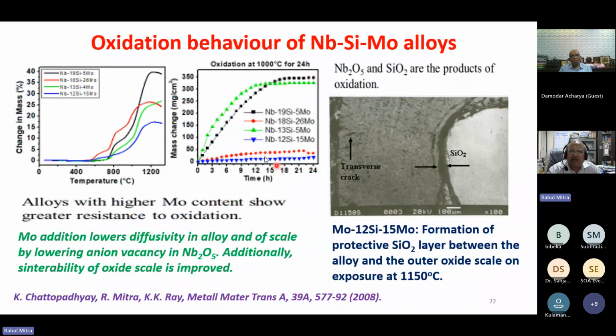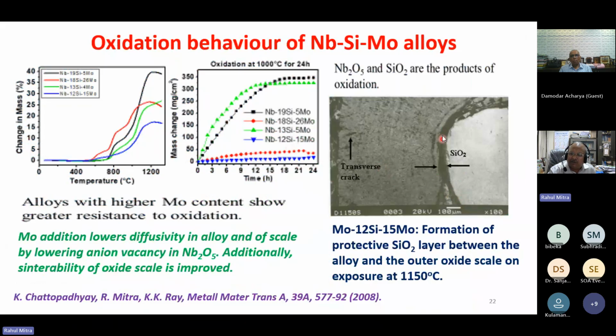And we looked at the oxidation behavior of the niobium silicon molybdenum alloys. We found, interestingly, that with increase in molybdenum content, the weight gain was reduced. Even the hypoeutectic alloys, which are supposed to have worse oxidation resistance, showed lower mass gain for higher molybdenum content. So we wanted to see why, because we expected otherwise, since hypoeutectic alloys have less silicon. Naturally, we expected oxidation rates to be worse. But higher molybdenum content lowered the diffusivity, and that's why the diffusion of oxidizing species to the oxide scale was reduced.